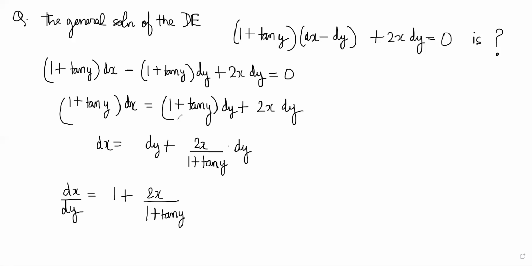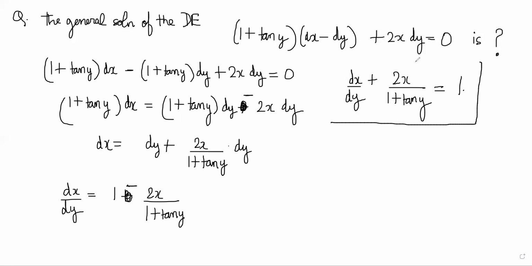Wait, I made some sign mistake. This is minus 2x and it goes to the other side. So what you get is dx by dy plus 2x by (1 plus tan y) is equal to 1. Or you would get some other version if you had done dy by dx, but something like this you should have gotten.